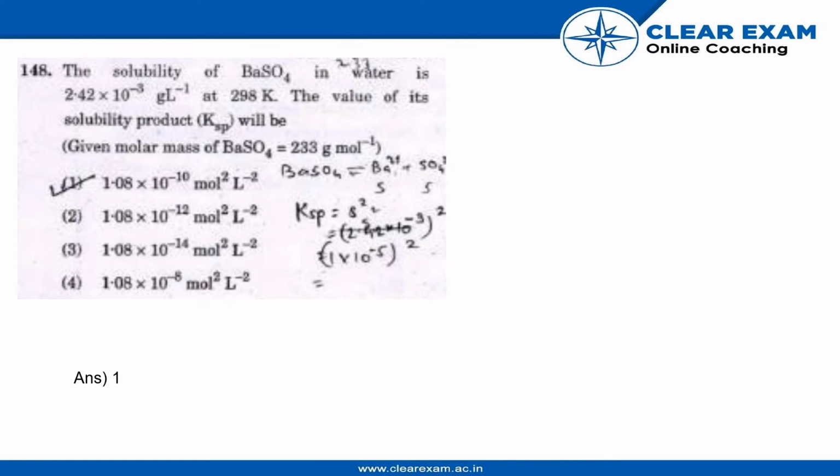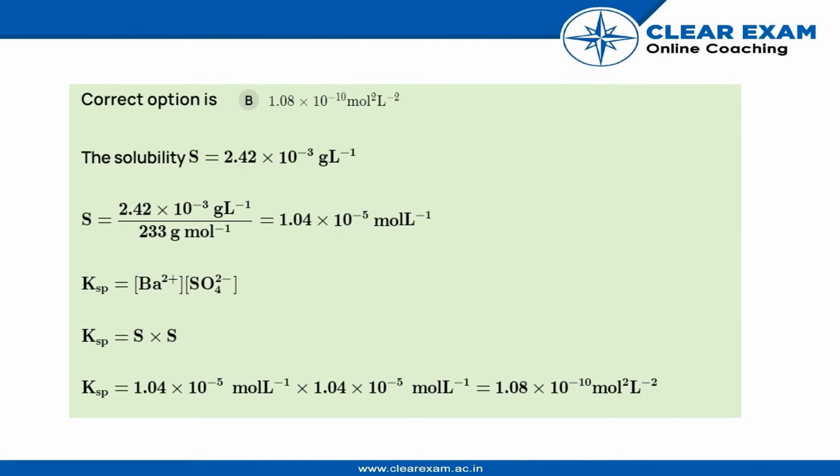So the question is that the solubility of BaSO4 in water is 2.42 into 10 to the power minus 3 gram per liter at 298 K, and the value of its solubility product will be. We are given the molar mass of BaSO4, 233 grams per mole. So let's see. The solubility S is 2.42 into 10 to the power minus 3 gram per liter.